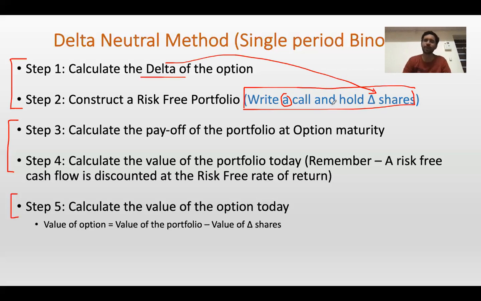But obviously, when you don't want to work with fractions, you can multiply in the real world also. Of course, you cannot buy 0.7 shares. You can just multiply it by 10 or 100 or whatever, based on the number of decimals. For now, I'm not going to multiply it by 10. It is write one call and hold 0.7 shares. Hold again meaning buy 0.7 shares.